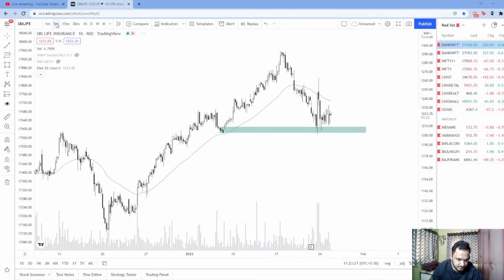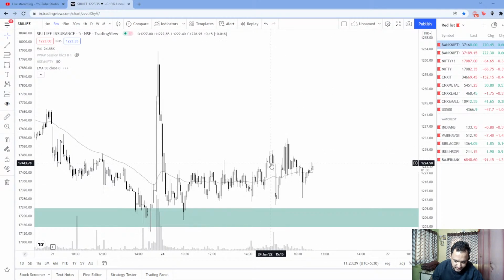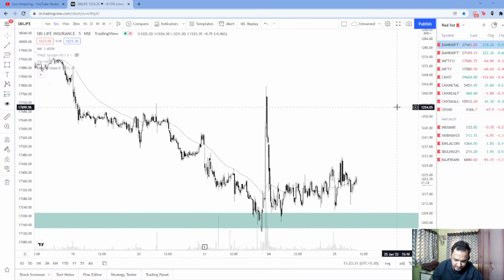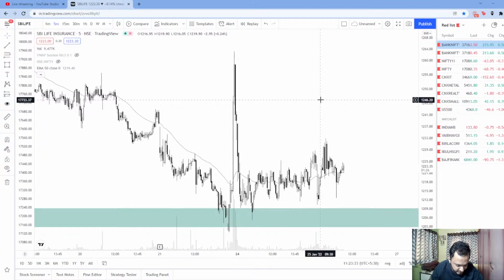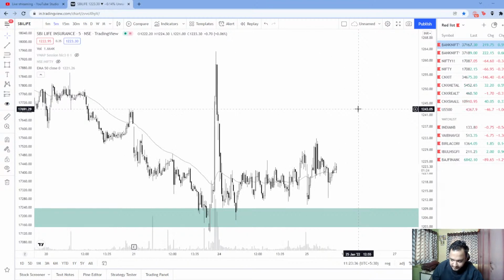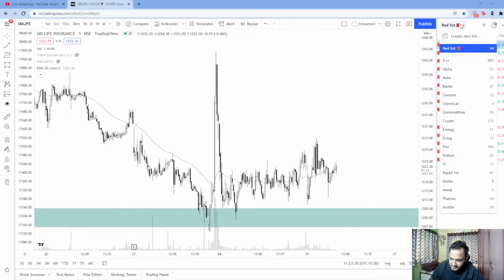I think yesterday I saw this structure. This might go up, but SBI Life is not the stock which you want to trade in intraday. All right, you will find a lot of better stocks. So avoid this, I would suggest.